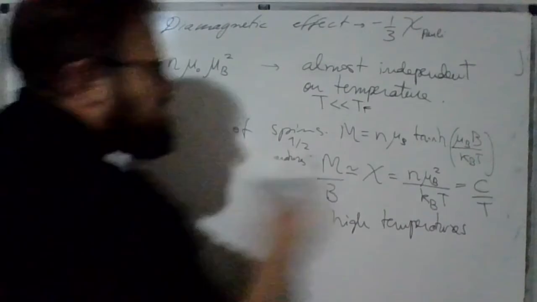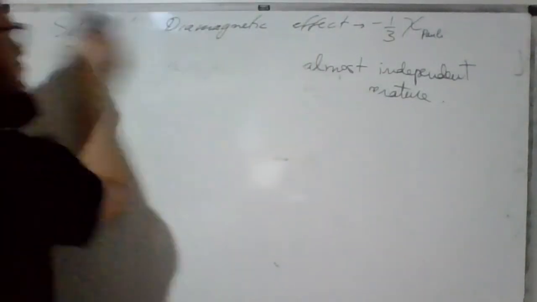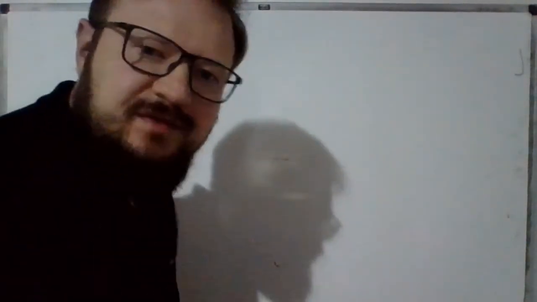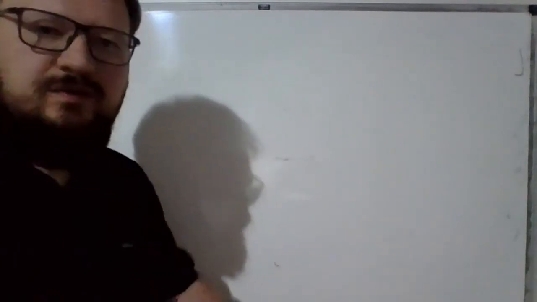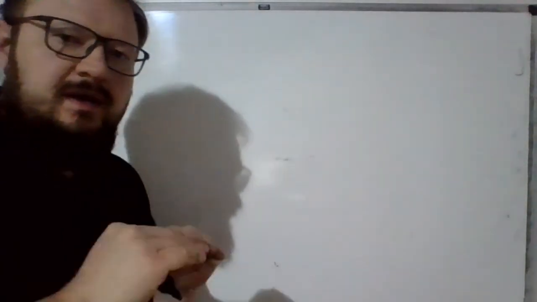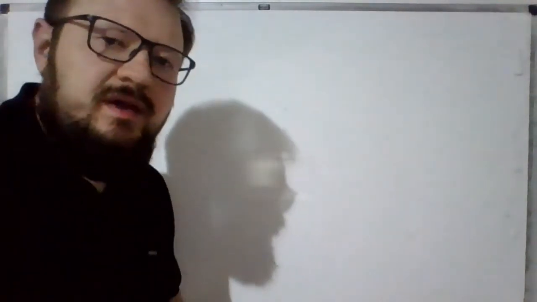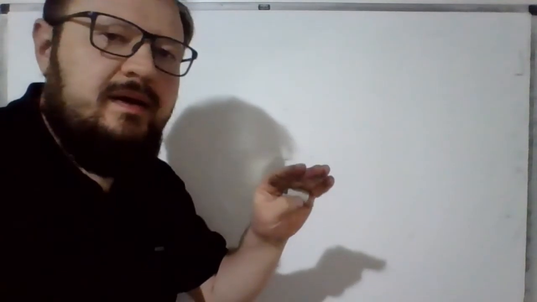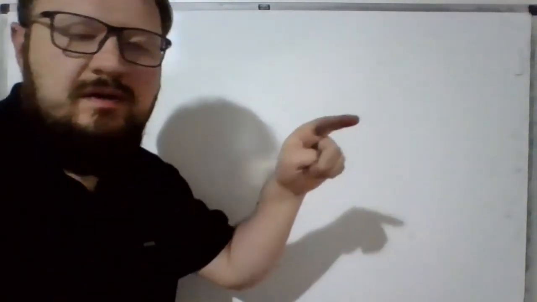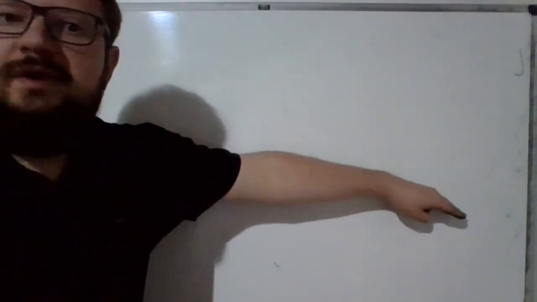The response of a Pauli metal to an applied magnetic field, to the leading order, to the zero order in temperature, is a constant. But if you allow a temperature correction, the leading order correction will be on T squared, okay, because of the Sommerfeld expansion. And it will only tend to a Curie law for very, very high temperatures.